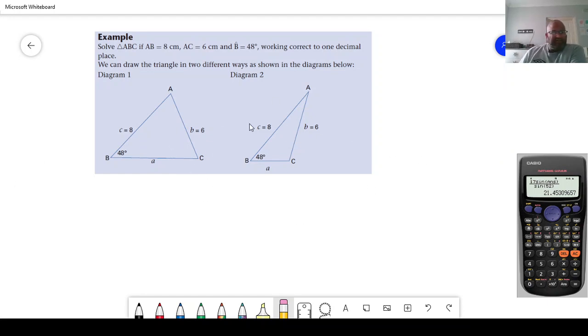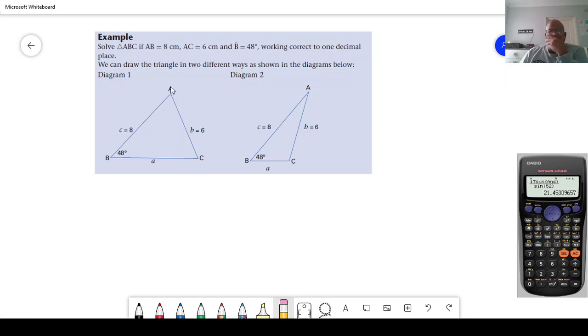Alright, so we are told to solve this triangle ABC, which means you must calculate all the unknown angles and all the unknown sides. It's given that AB is 8, AC is 6, which is lowercase b, and angle B is 48 degrees, working correct to one decimal place.